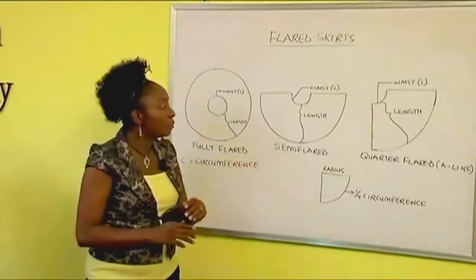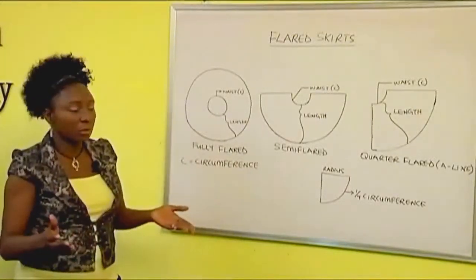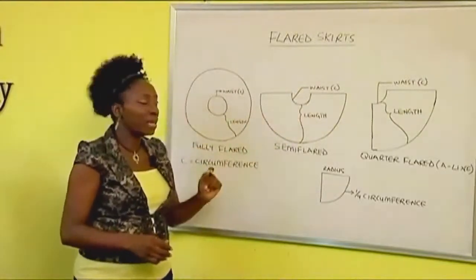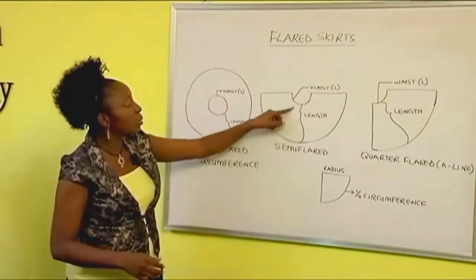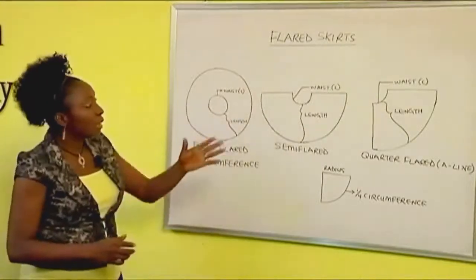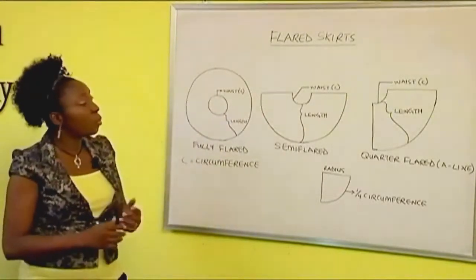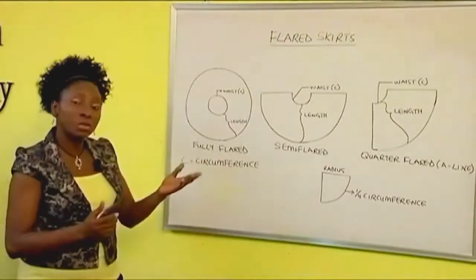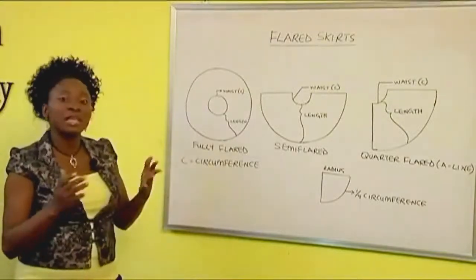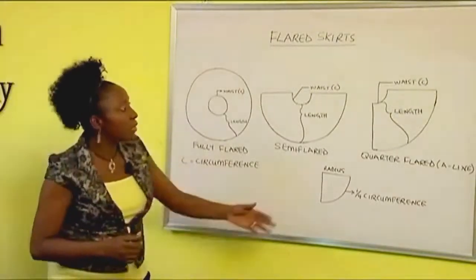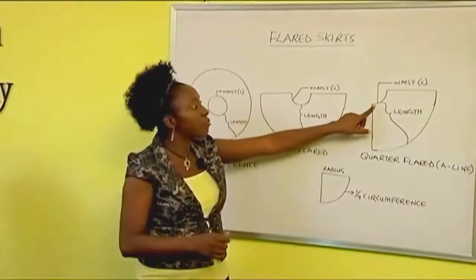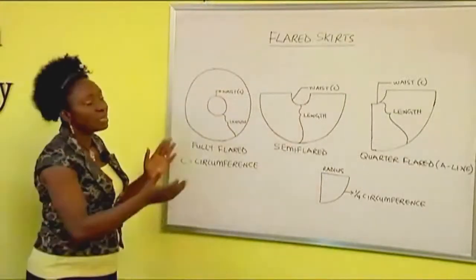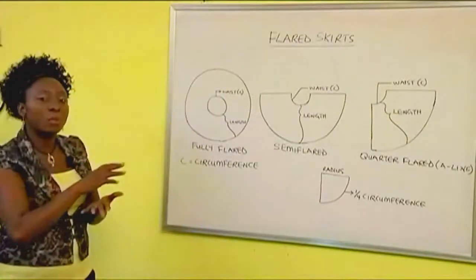Now if you look at the semi-flared skirt, you can see that it's a semicircle. Obviously it is. And we have the inner semicircle here representing the waist. And of course the distance between the two semicircles will give you the length. Now the third one we have there is a quarter circle. It's called the quarter flared skirt, also known as the A-line skirt. Now it's not as flared as the others, obviously. And you can see that this quarter circle in here represents the waist, and the length is in between the two quarter circles.